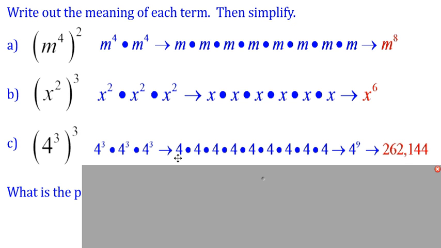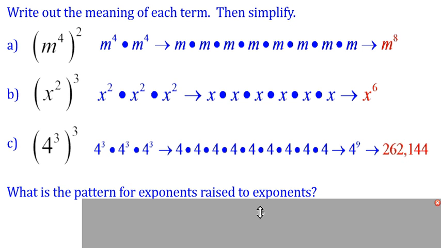So again, if I write that out, 3 sets of 4, 3 sets of 4, 3 sets of 4, you have a total of 9. And we know 4 to the ninth is worth 262,144. So again, whenever we're thinking about the definitions in mathematics, it's just patterns.